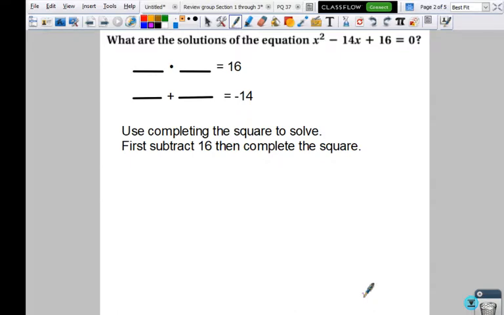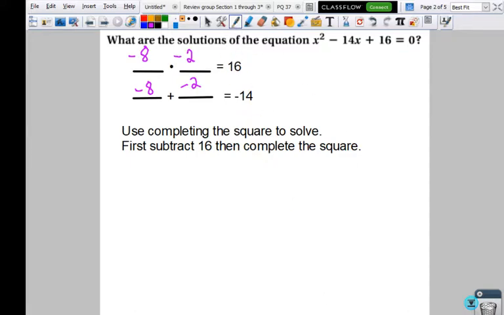Lily, what times what is 16? Give me two things. 8 and 2, right? 8 times 2 is 16. And they should probably both be negative, right? Because they have to add up to negative 14. Is negative 8 plus negative 2 negative 14? No. Nope, so that didn't work.